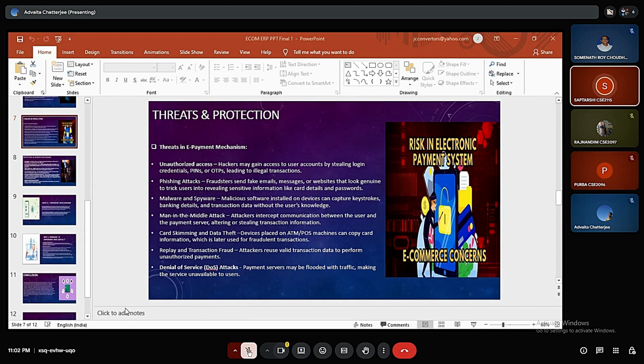We also have malware and spyware, which are malicious programs that secretly capture banking data and keystrokes from users' devices. In a man-in-the-middle attack, attackers intercept communication between the users and the payment server to steal transaction data.